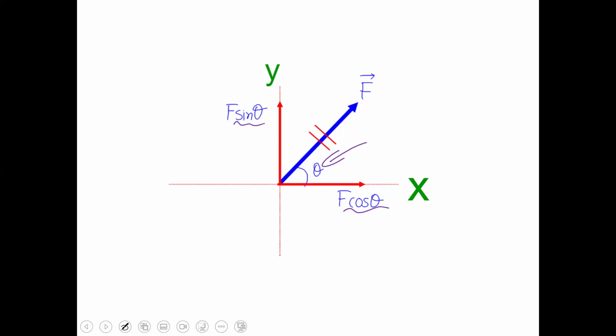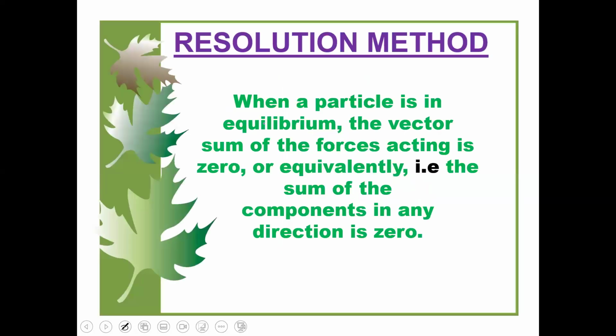For the other component, it will be sine. Yes, there are two components. Now, what is the resolution method? It comes every year, a very challenging topic. And obviously, you know that whenever I say challenging, it means it comes in the paper in a challenging way.